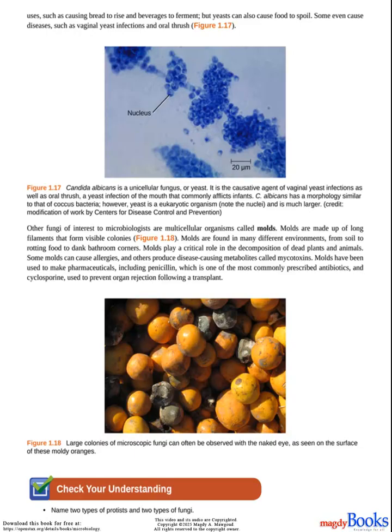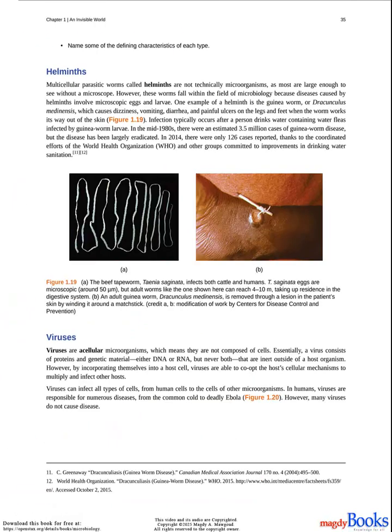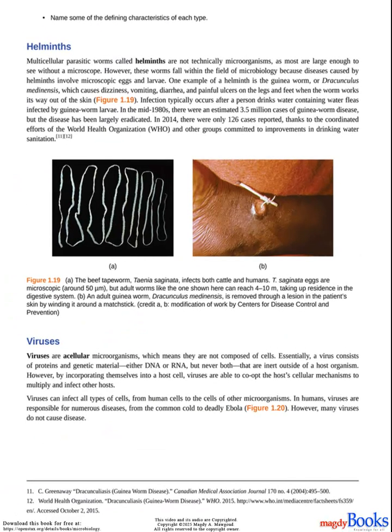Figure 1.18. Large colonies of microscopic fungi can often be observed with the naked eye, as seen on the surface of these moldy oranges. Check your understanding. 1. Name 2 types of protists and 2 types of fungi. 2. Name some of the defining characteristics of each type.